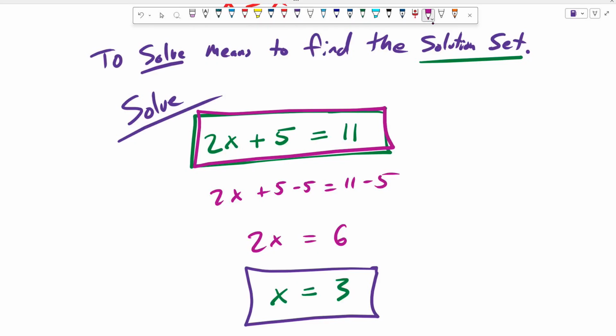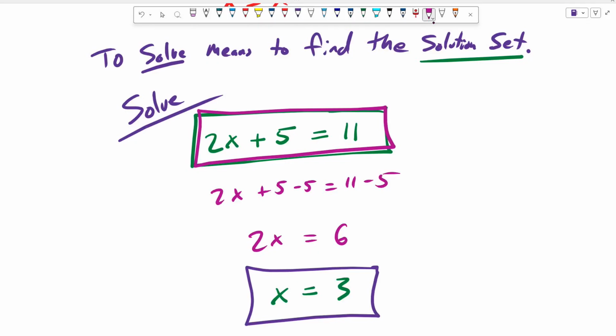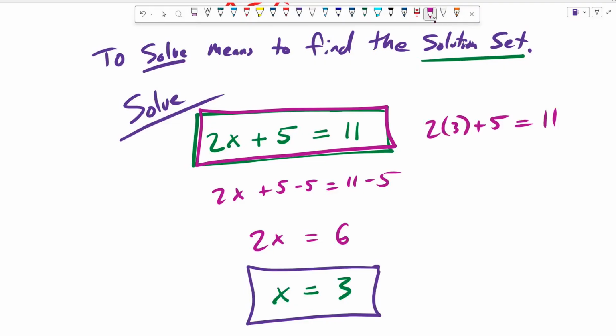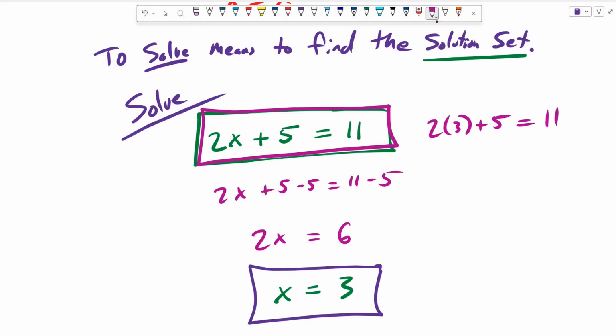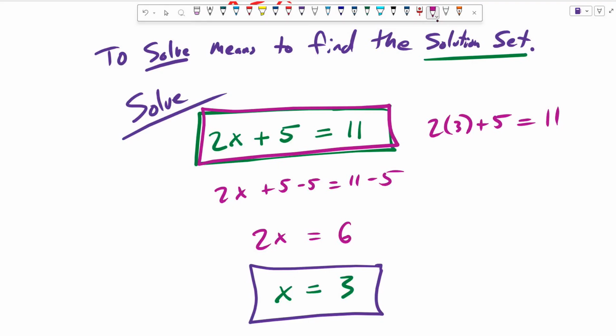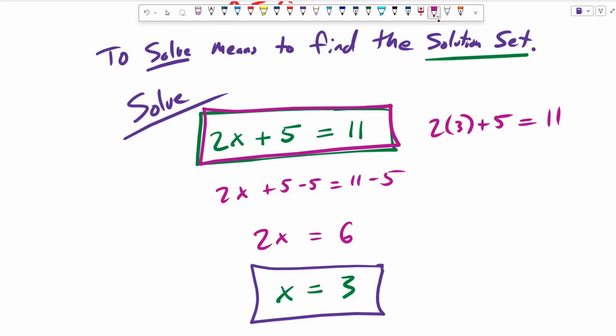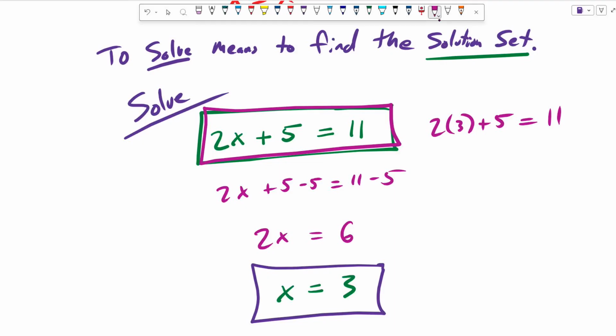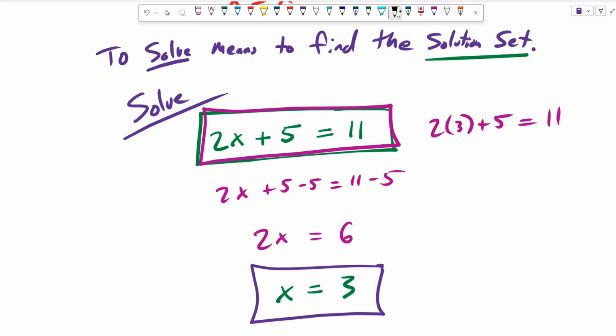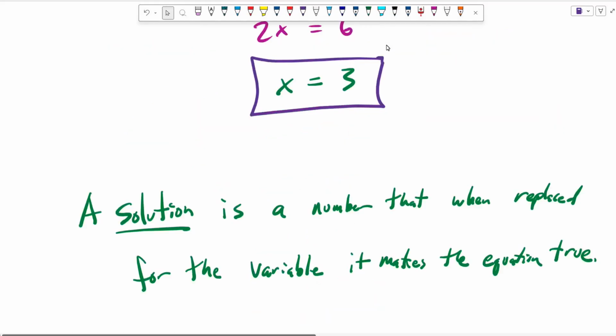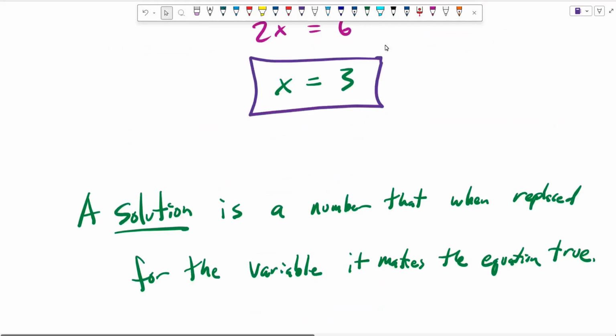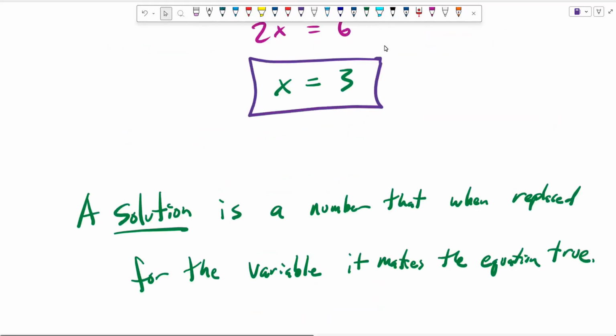So why is the number 3 a solution? Because when we replace it for the variable, we no longer have an open equation, we have a true equation. So a solution is a number that when replaced for the variable, it makes the equation true. Why is the number 7 not a solution? Because when it is replaced for the variable, it does not make the equation true.